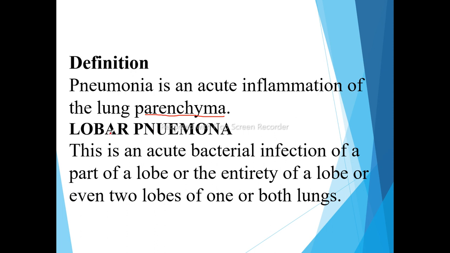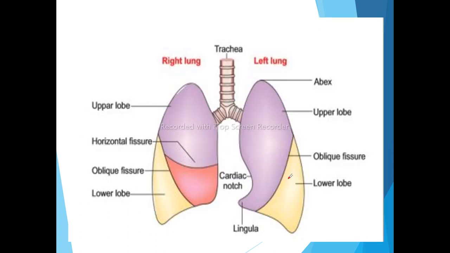And then what is lobar pneumonia? Lobar pneumonia is an acute bacterial infection of a lobe or the entire lobe of the lung, or it can also be two lobes of one or both lungs. So this is what we are talking about.